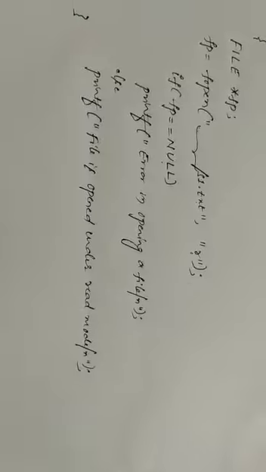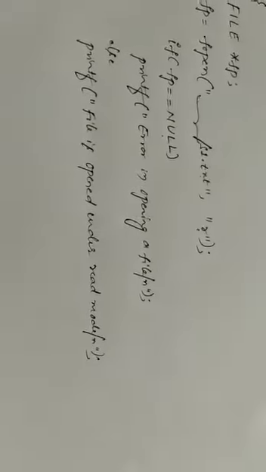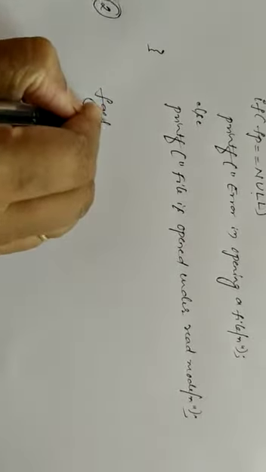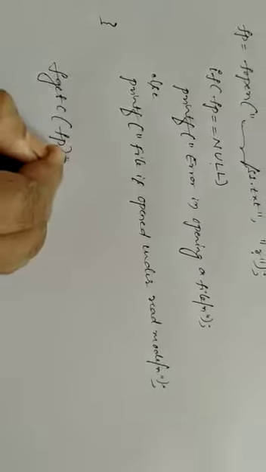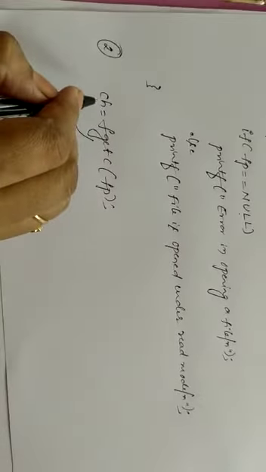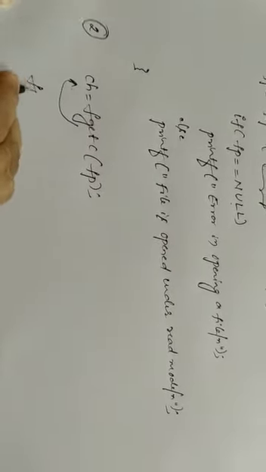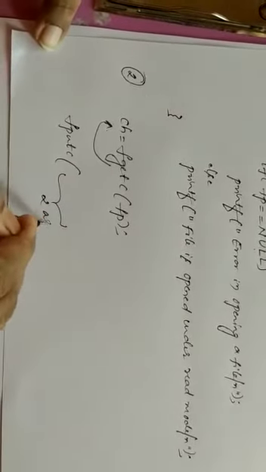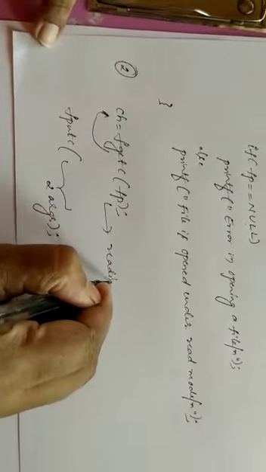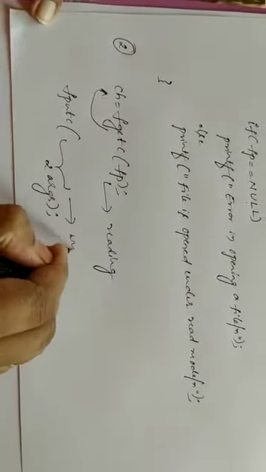That is the usage of fgetc and fputc. For fgetc, the syntax is that it will have only one argument, which should be given to it. It always returns the ASCII value of the character. And one more is fputc. fputc has two arguments. fgetc is for reading and fputc is for writing.